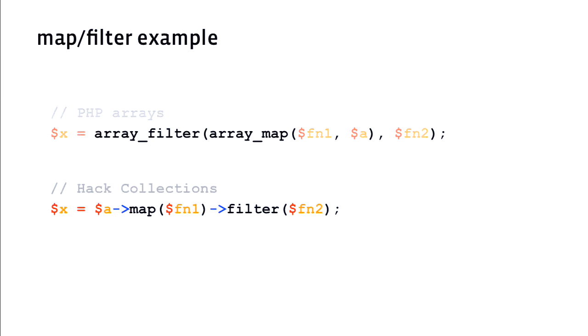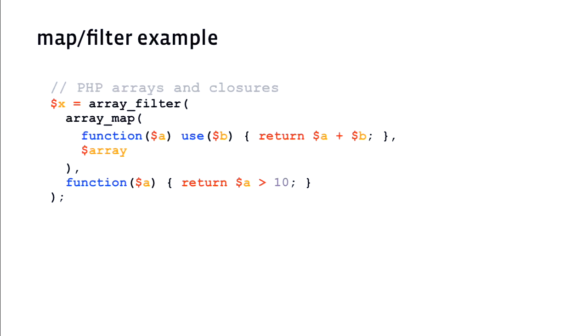Now I'll show you the comparison of what it looks like with Hack collections. First of all, you'll notice that it's shorter. And it also has the nice left to right flow as you read it. You're reading it, okay, I have the container, then I do a map with this callback, then I do a filter with this callback, I get my result. So it's nice and clean. And for those of you who are fans of object-oriented or functional programming styles, I think this is a welcome alternative to PHP arrays.